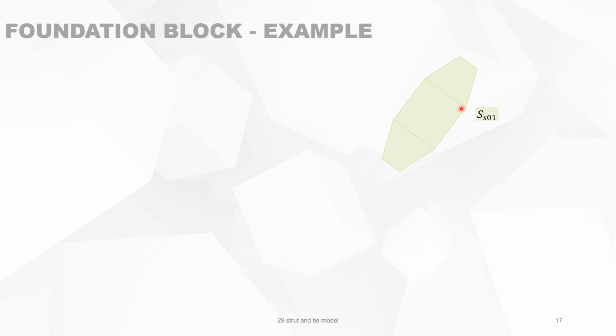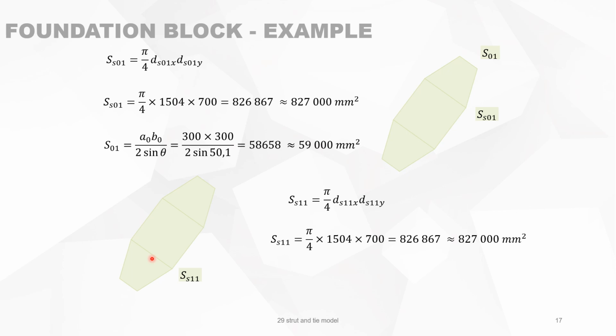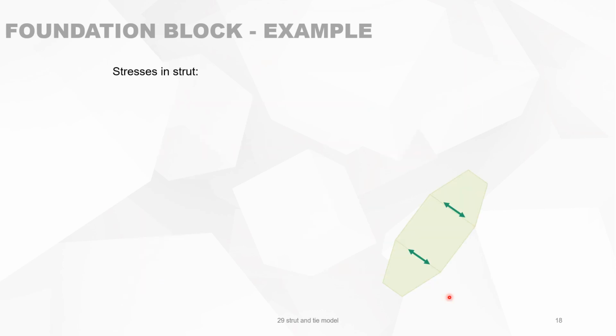Now we will look at the surface on top of the strut. It's the surface of an ellipse, and it's π/4 times the 2 diameters. It's 827,000 square millimeters. The surface SO1 on top is 59,000 square millimeters, and then on the bottom we do the same. S11 is then 827,000. It's almost the same as the top, and on the bottom it's 81,000 square millimeters. Now we have all the different surfaces.